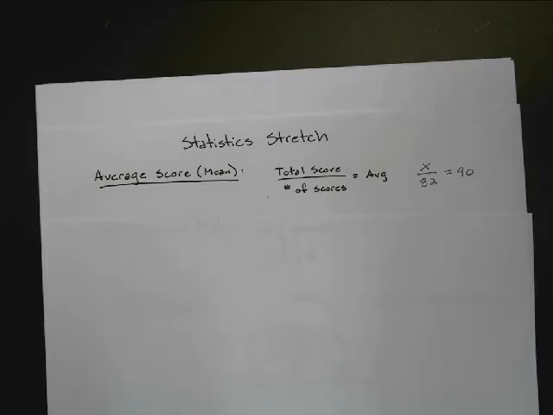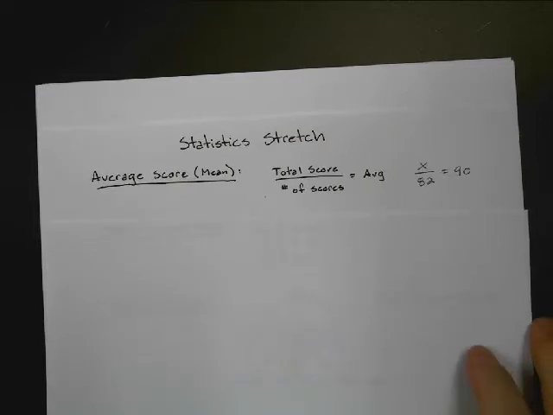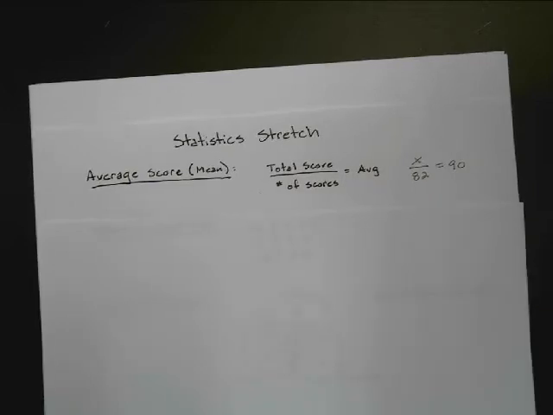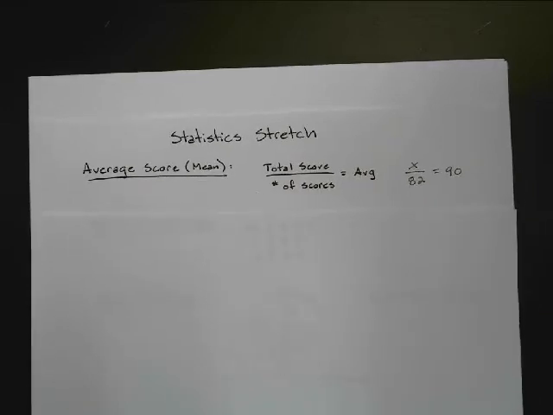All right, math counts, here we go. We've got a statistics stretch today. So we're going to look at some basic statistics and what everything means for it. So let's start with average score. So average score is the mean.